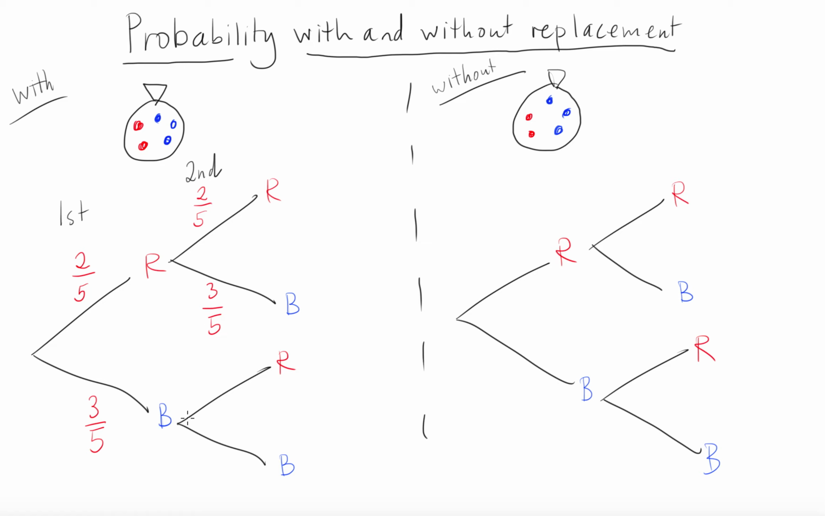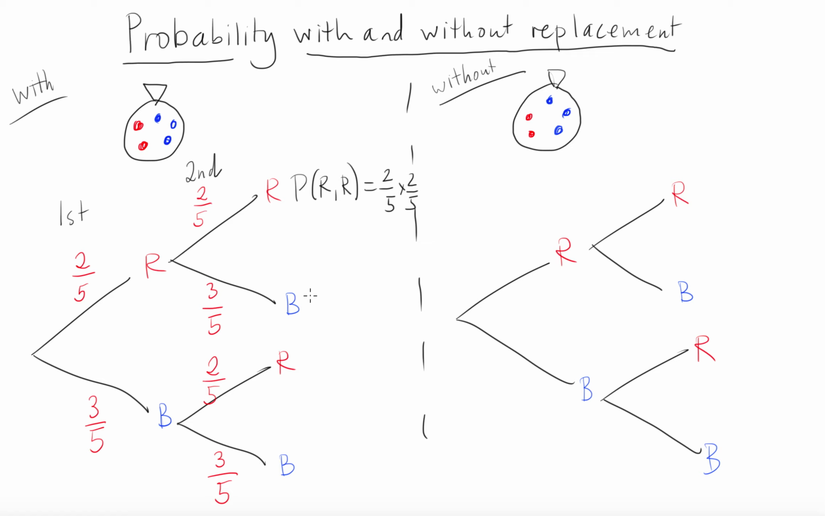And if we go down this branch here, we've drawn a blue, so there's still 2 red, and then we replace the blue again, so it's still 3/5. So the probabilities do not change. And if I want to calculate the probability of choosing a red and then a red, P(RR) for example, I would multiply along the branches. So that would be 2/5 times 2/5.